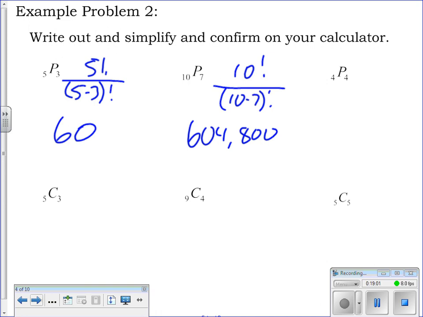The last one. I have 4 Scrabble tiles in a bag. How many ways can I reach in and pull them out one at a time, laying them down in order? 4 factorial over 4 minus 4 factorial. What is 4 minus 4? 0. So that's 0 factorial, which I said earlier was 1. If they are the same, it's just the first one factorial in this case. In which case, that is 24. Basically, there are 24 different ways I can arrange 4 different things.